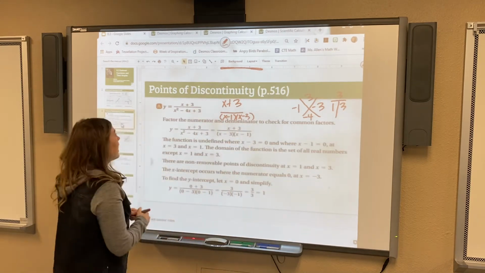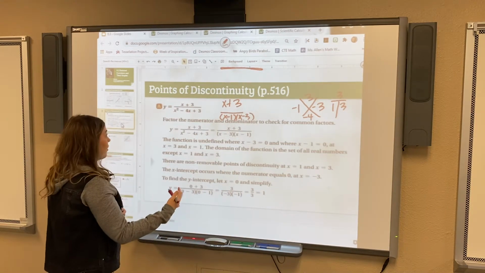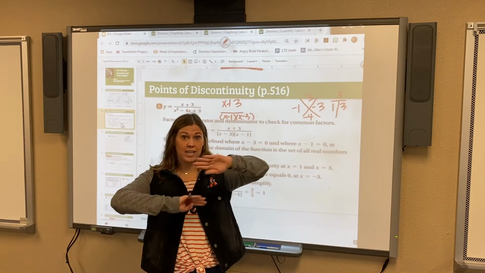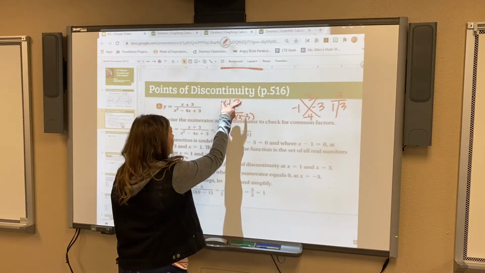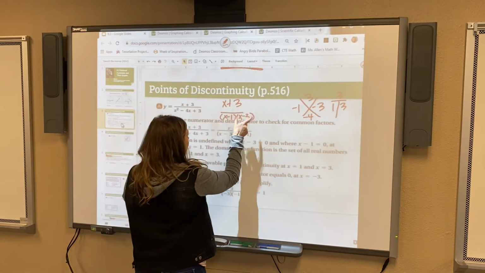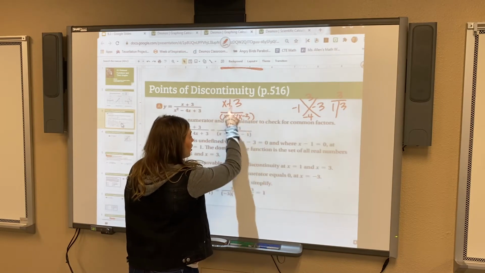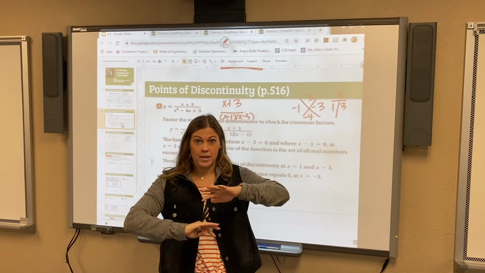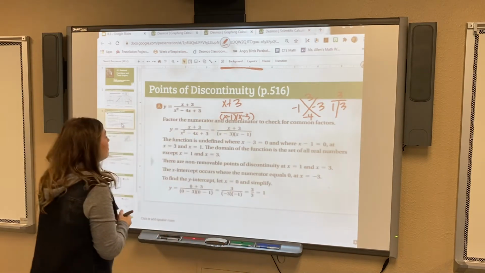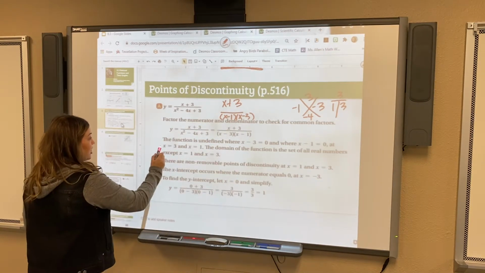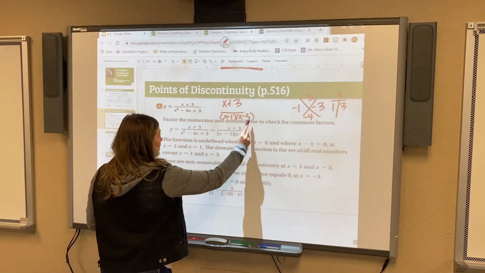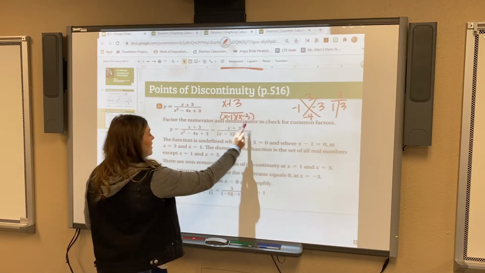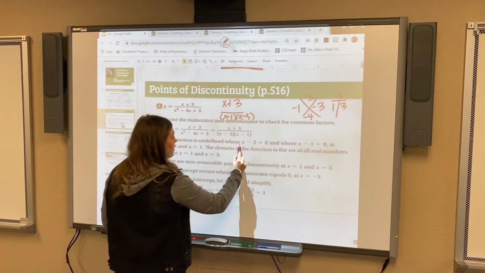Okay, so we have factored the numerator and the denominator. Now we need to see if there are common factors. Here we have an x plus 3, an x minus 1, and an x minus 3. Those are similar, but one's positive and one's negative, so we have nothing in common. That means the function is undefined where x minus 3 equals 0, and where x minus 1 equals 0.